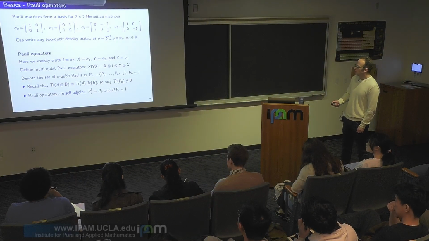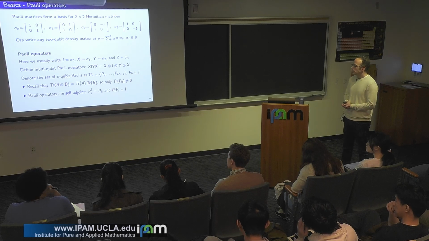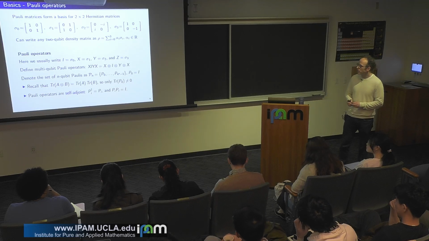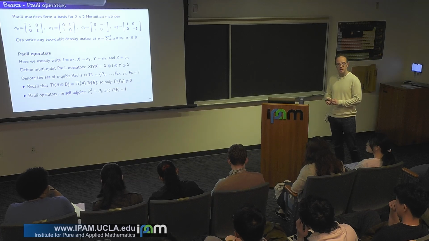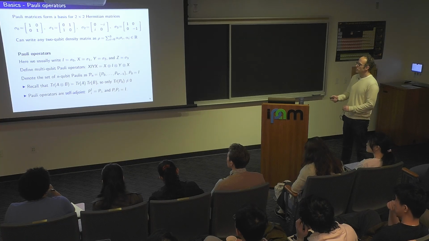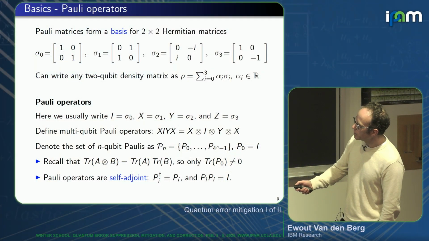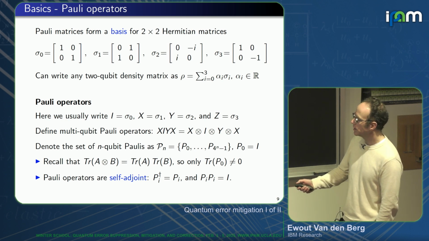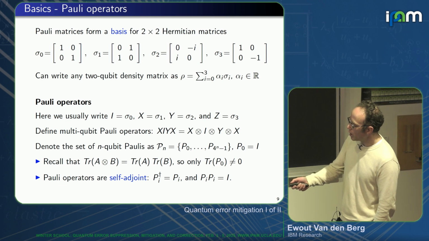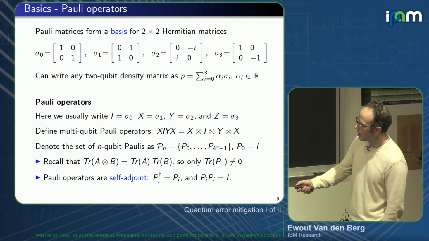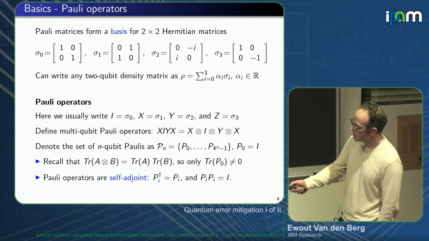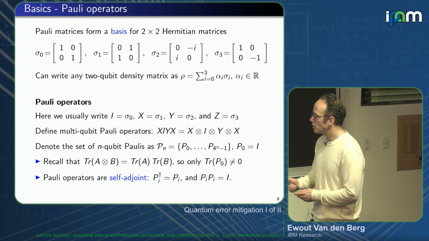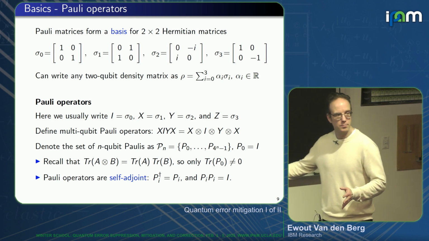Okay, so let's see, where were we here? Then another important thing is that the trace of A Kronecker B is equal to the trace of A times the trace of B, right? So now if you look at any of these matrices, the trace is all 0 except for the identity. Right? And so if any of the components in a Pauli is not identity, then that term would have a trace of 0. So the trace of some Pauli is non-zero only if it's the identity.